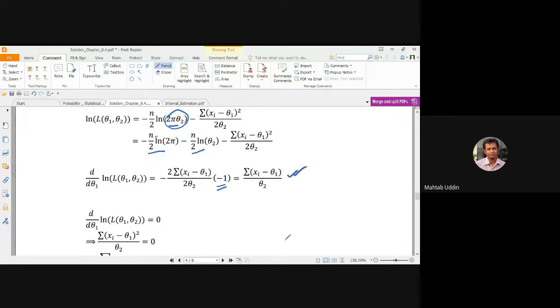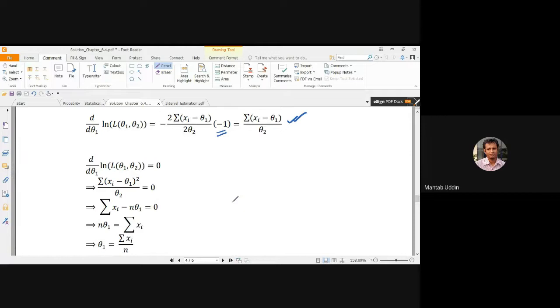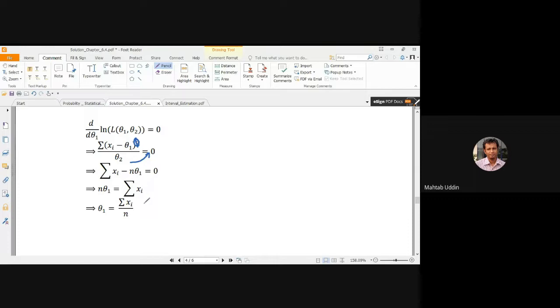Do you understand? Yes, sir. Okay. Then what can we find? Then we take the first derivative 0, then this is so theta 2 with 0, which is 0. Sum of xi, if there is no square thakbe na. So correction kore dibo. So xi minus theta 1, then sum of xi minus if we put this sum, that is sum of theta 1 and n times theta 1, then n theta 1 is this, so theta 1 equal to sum of xi by n.